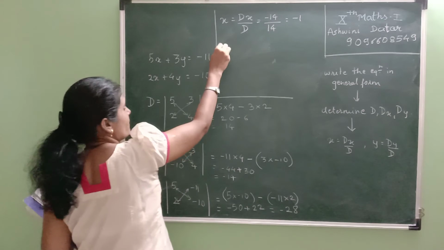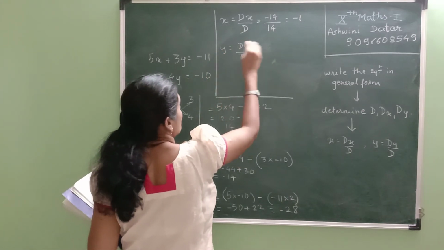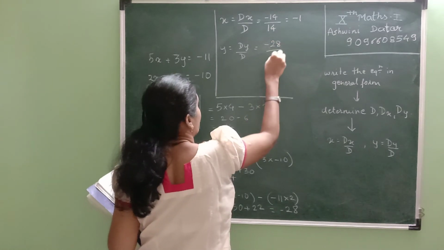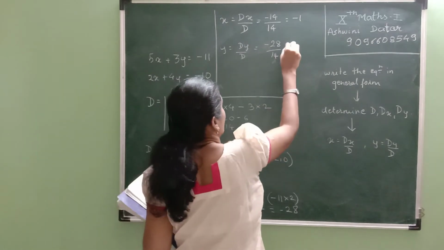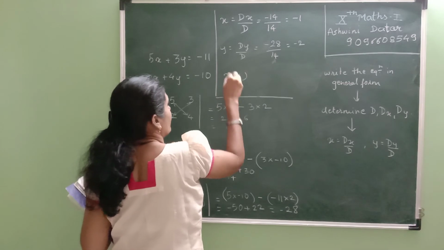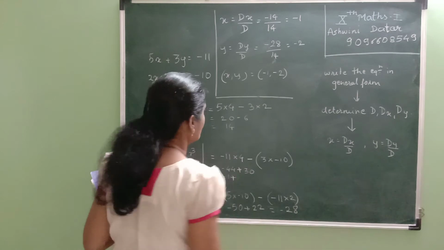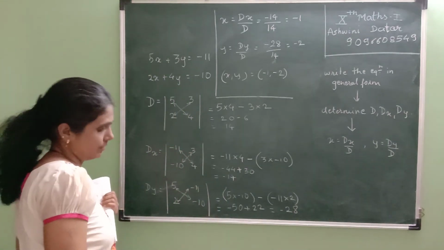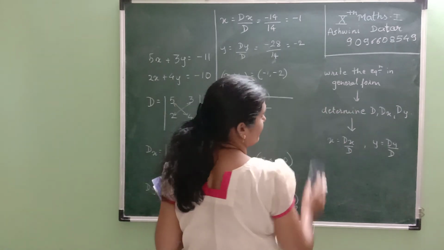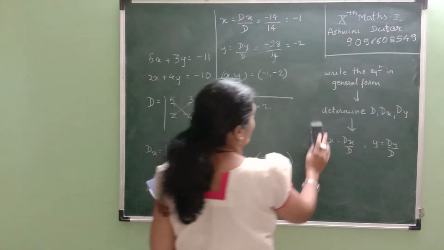And what is y? Y is equal to Dy upon D. What is Dy? Dy is minus 28 divided by plus 14, that is minus 2. So the value of x and y is minus 1, minus 2. Understood? So we have found out the value of x and y. These are the steps that you should follow in order to determine the values of x and y.